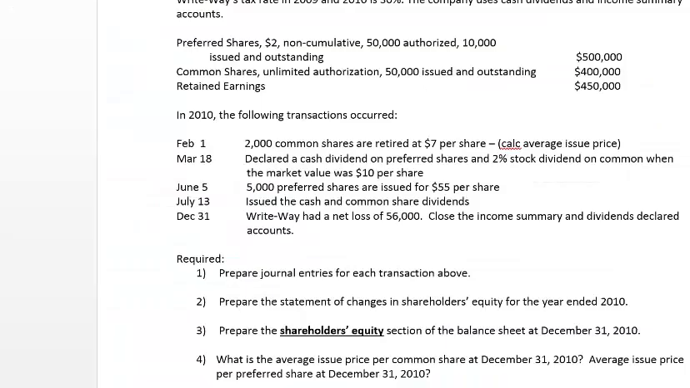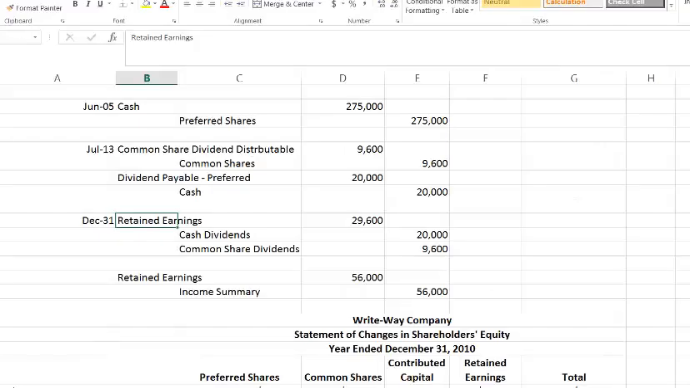And in the question, you notice here, we tried to trick you a bit and tell you that we had a net loss of $56,000. So when the company has a loss, that means in our income summary account, we have a net debit sitting there of $56,000. So to close the income summary account, we're going to credit it because it has a debit balance right now because we recorded a loss, and we're going to debit our retained earnings.